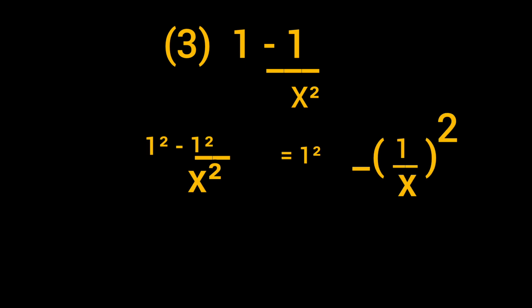Let's move to the third question. The third question says we should factorize 1 minus 1 all over x squared. We can rewrite this expression as 1 squared, because 1 squared is still the same thing as 1 times 1, minus 1 squared all over x squared. We can rewrite this as what? 1 squared minus, open bracket, 1 all over x, close bracket, all raised to power 2. The 2 is for both 1 and x.